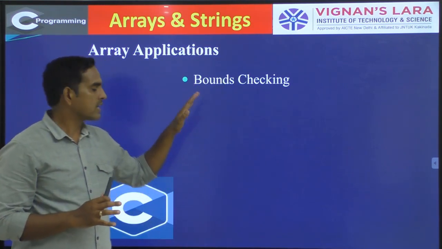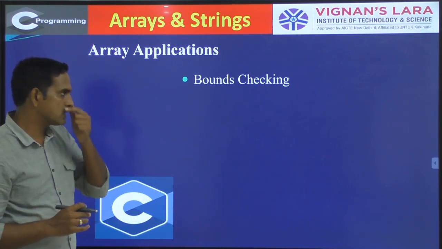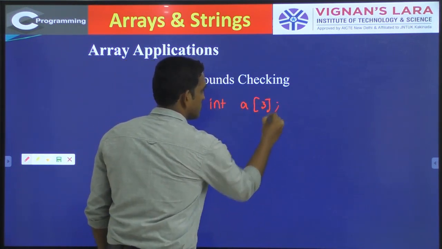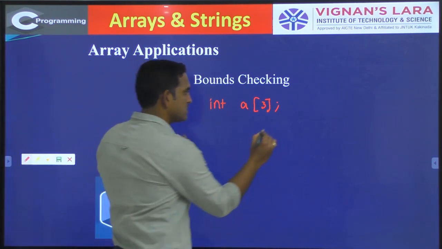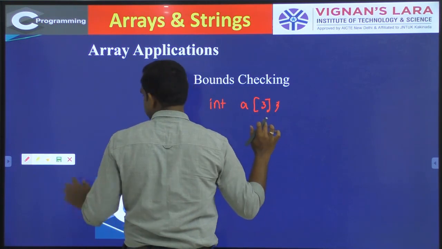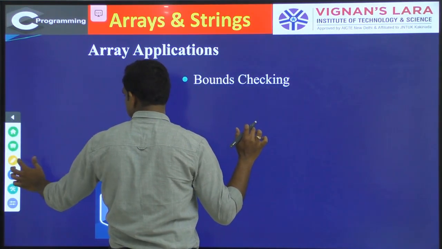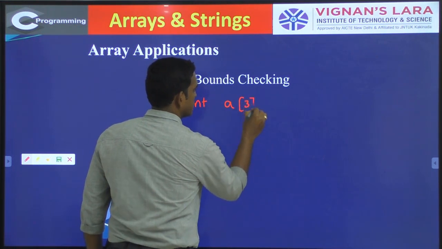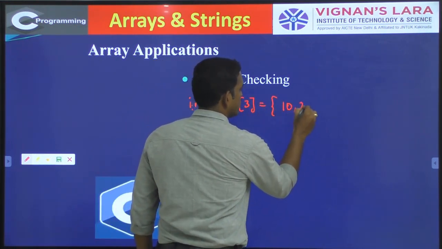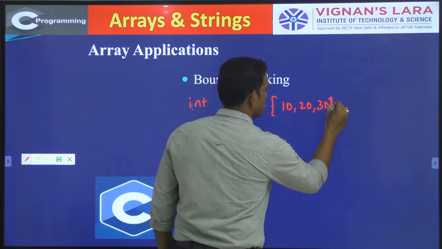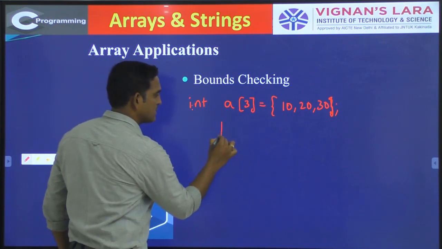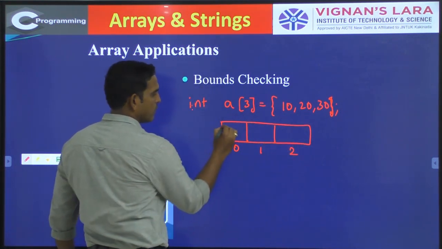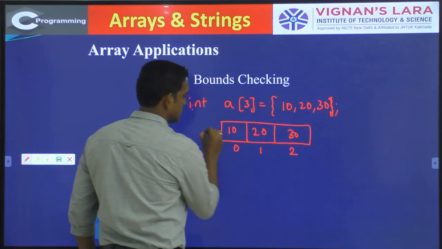And the last topic you have as a part of arrays is bounds checking. What is this bounds checking? Suppose I have declared an array with 3 elements, and let's initialize them. Directly if I initialize, p of 3 is equal to 10, 20, 30. This is the initialization I have done. Now what happens? It will create an array with 3 elements with indices 0, 1, 2 and values 10, 20, 30, and this is the array A.